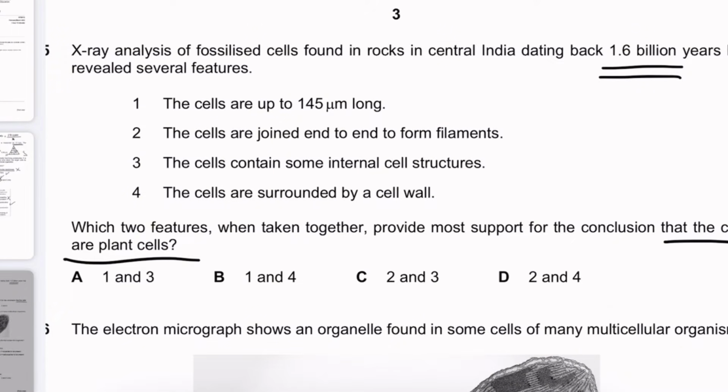The most important features here are that the cells are surrounded by a cell wall, and that the cells are joined end-to-end to form filaments. Because 145 is a bit too long to be a plant cell. For example, this end-to-end to form filaments is really common in xylem, so I'll have to guess it's 2 and 4, which is D.